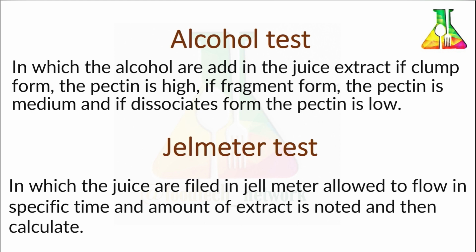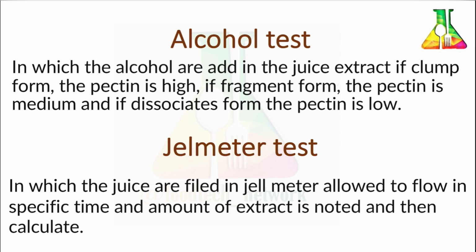So in the alcohol test, alcohol is added to the juice, and if it forms a lump or clot with alcohol, it is rich in pectin. If the clot is less firm and fragmented, it is moderate in pectin, and if there are small granular clots, then it is poor in pectin. Okay, so next is the gel meter test.